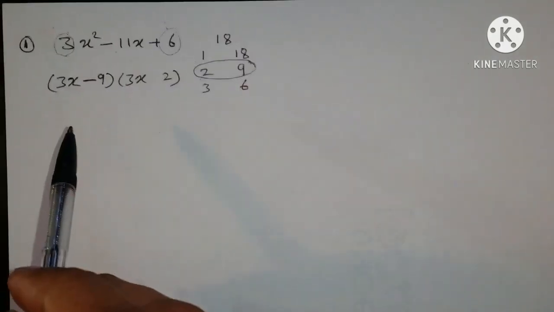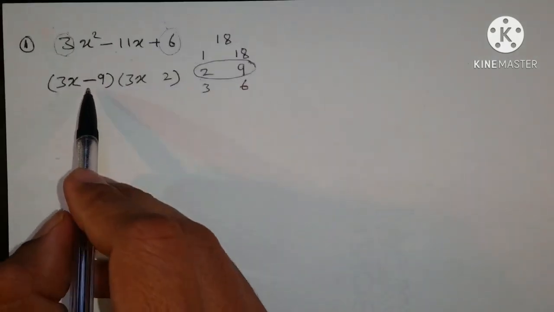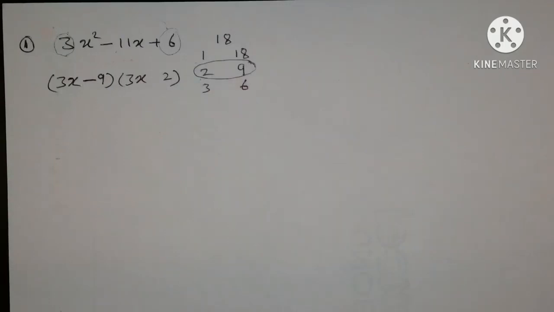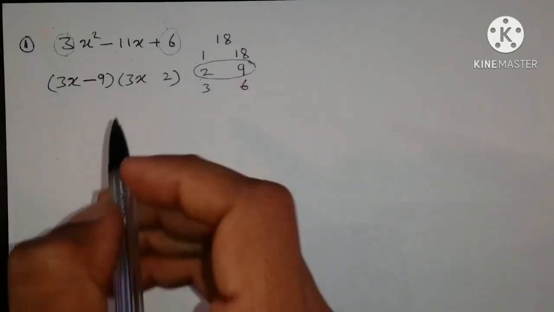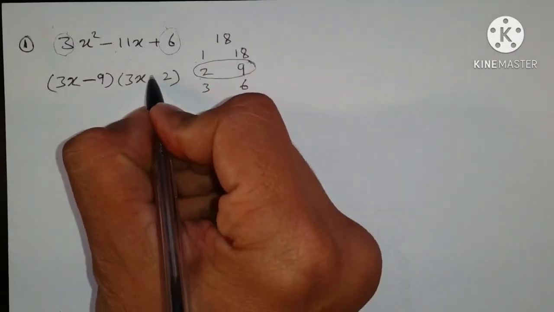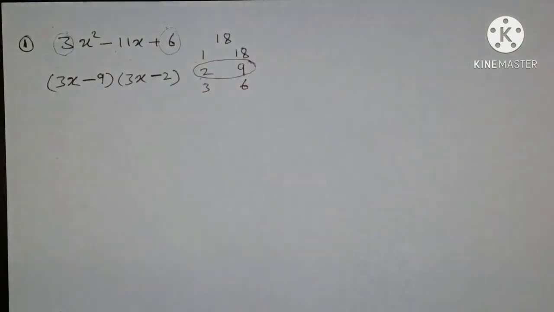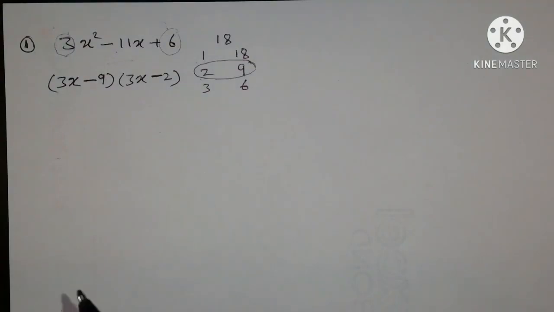We are adding them. If you are adding them, they should have the same sign. So it's minus 9, it will be minus 2. That makes minus 11. That's it, done.